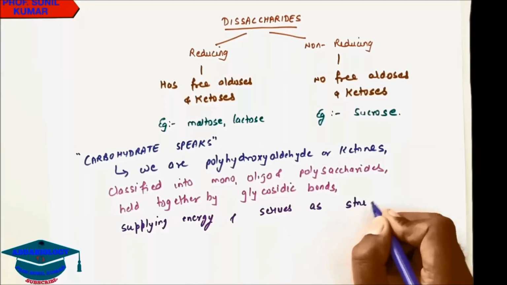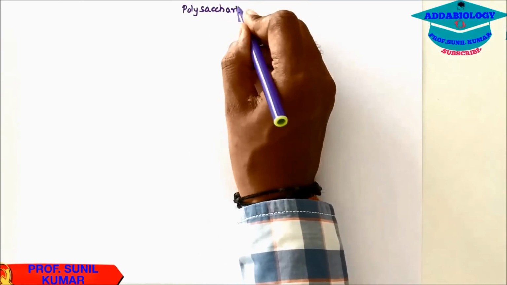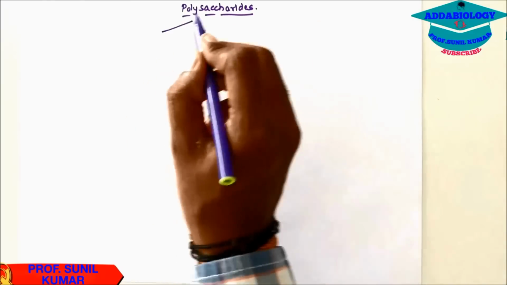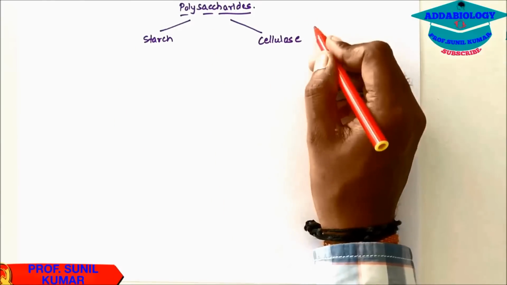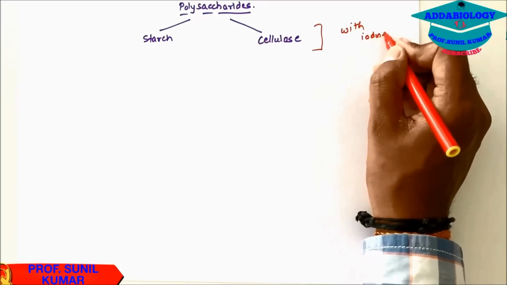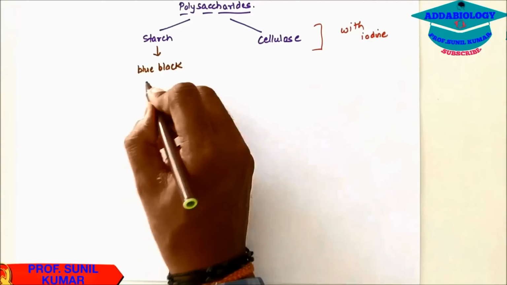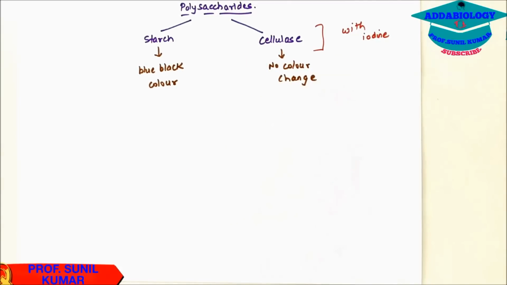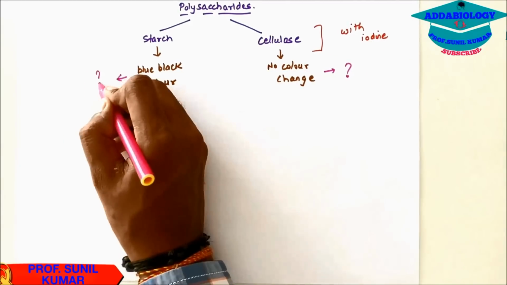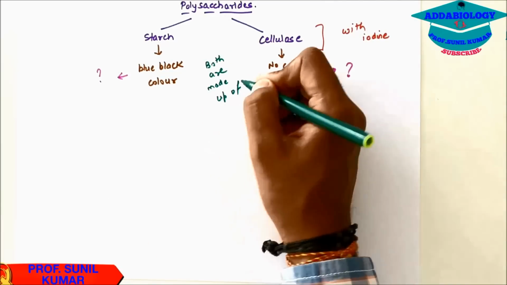Friends, when we talk about polysaccharides, we need to understand that there are two types of polysaccharide, starch and cellulose. When both of them react with iodine, in starch we see a blue black color, but in cellulose we see no color change. Why is it so that there is a color change in starch and no color change in cellulose? Both are made up of glucose.